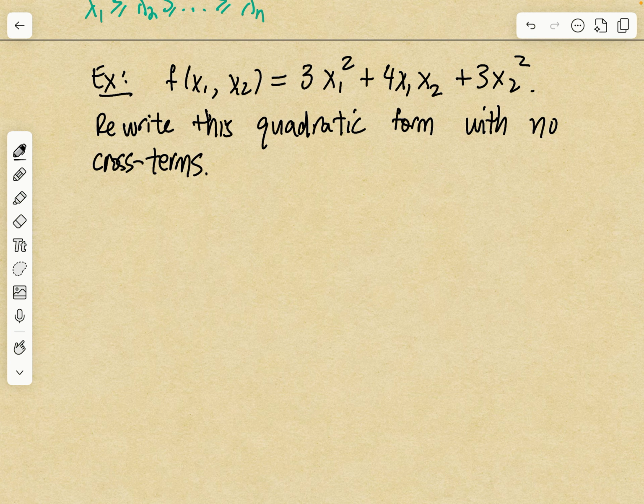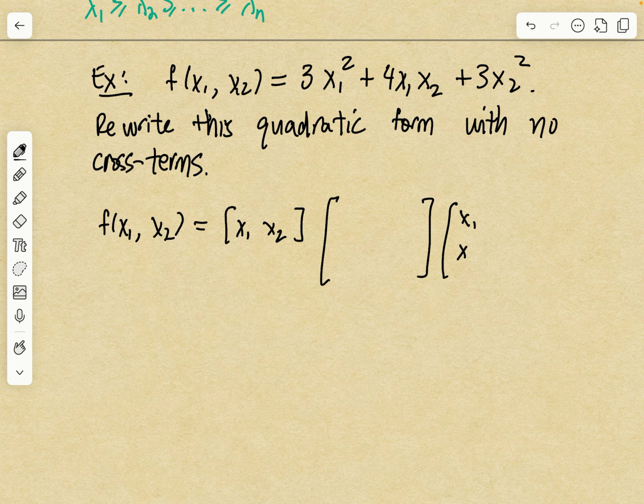Well, we just went over how to do that. First, we need to find the matrix of this quadratic form, and then use the spectral theorem. So first of all, we know that f of x1, x2 is equal to x1, x2 times some symmetric matrix times x1, x2. What matrix is going to go there? Okay, why don't you take a minute and see if you can figure out this matrix.